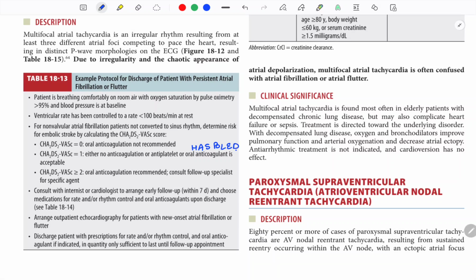If CHA2DS2-VASc score is more than or equal to 2, you need to start oral anticoagulation and follow up within 7 days with your physician or cardiology. Arrange an OPD echocardiography, at least one echo before discharge.